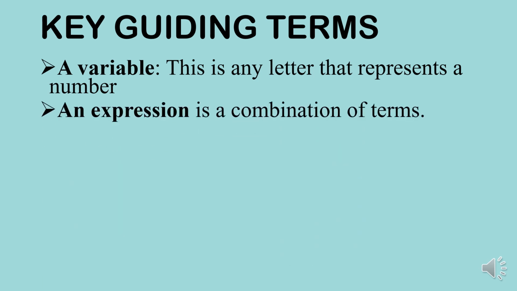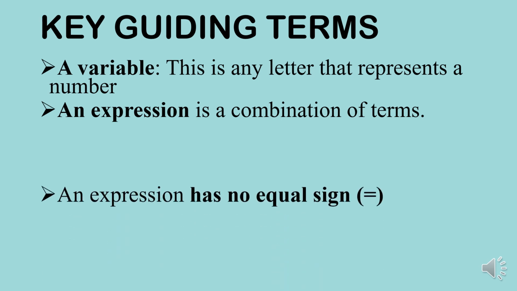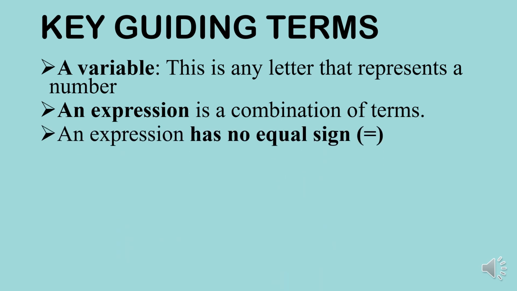Now, an expression is just a combination of terms. Please take note: an expression is different from an equation. With an expression, we are just looking at different terms coined together, and they form what is known as an expression. An expression has no equal sign. In an equation, we have equal signs. For example, x plus y is equal to 2 is an equation. Now, x plus y is an expression.